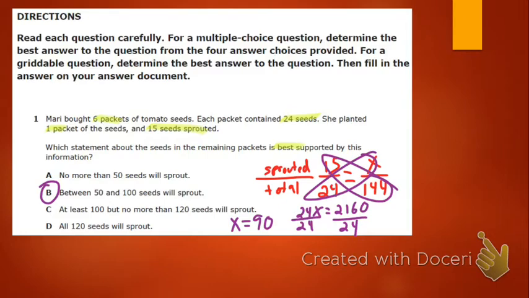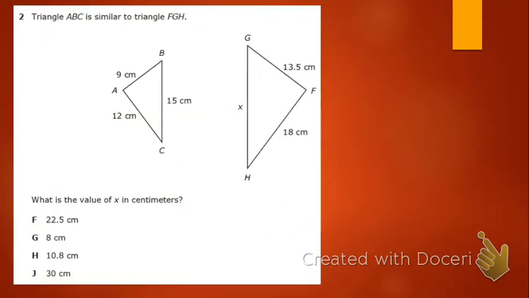All right, so moving on to the next one. Here, now they're telling us that triangle ABC is similar to triangle FGH. That's important, ladies and gentlemen. The keyword here is similar. You all need to recall the attributes of similar shapes. All right, so now they're asking us, what is the value of X in centimeters?